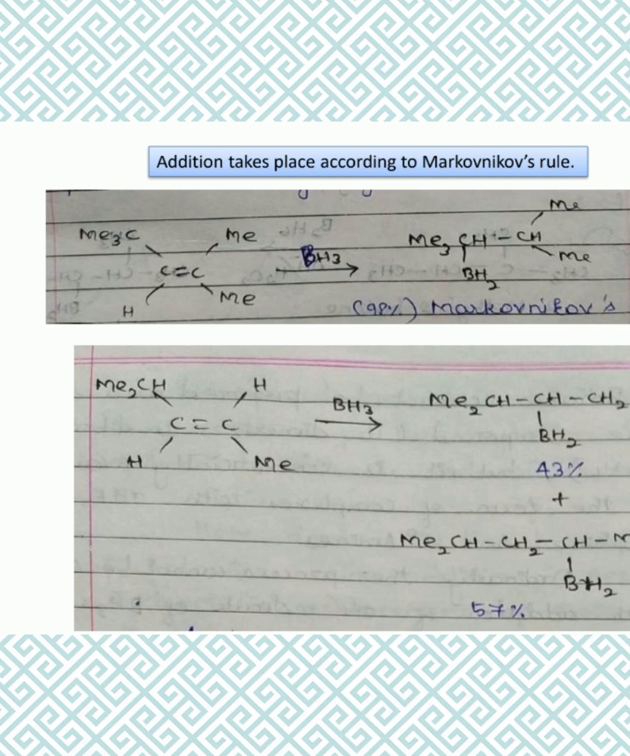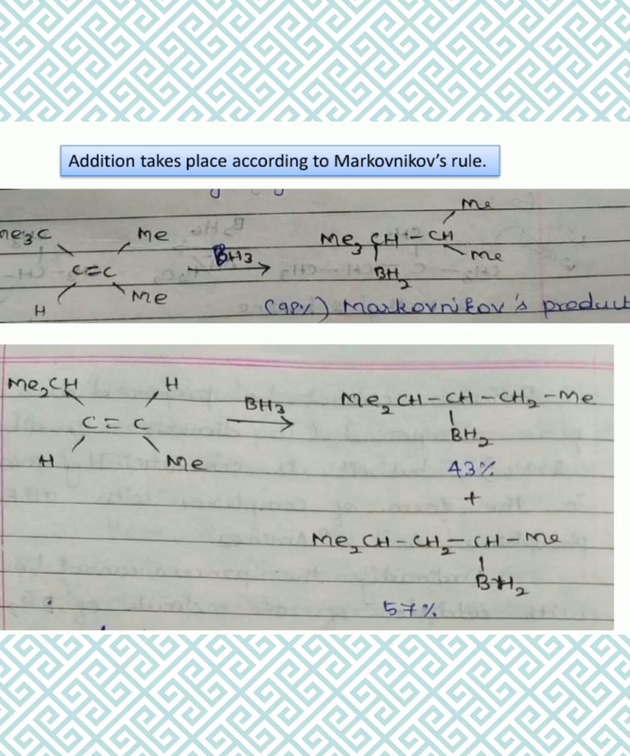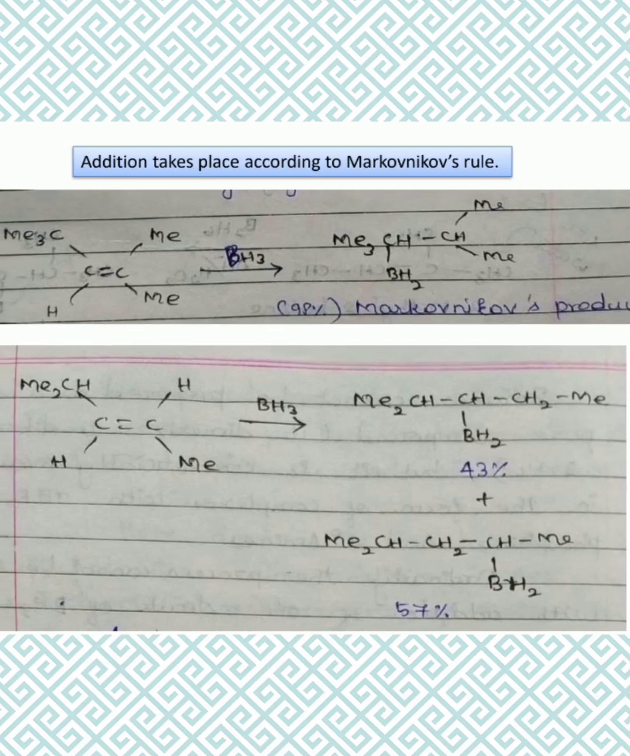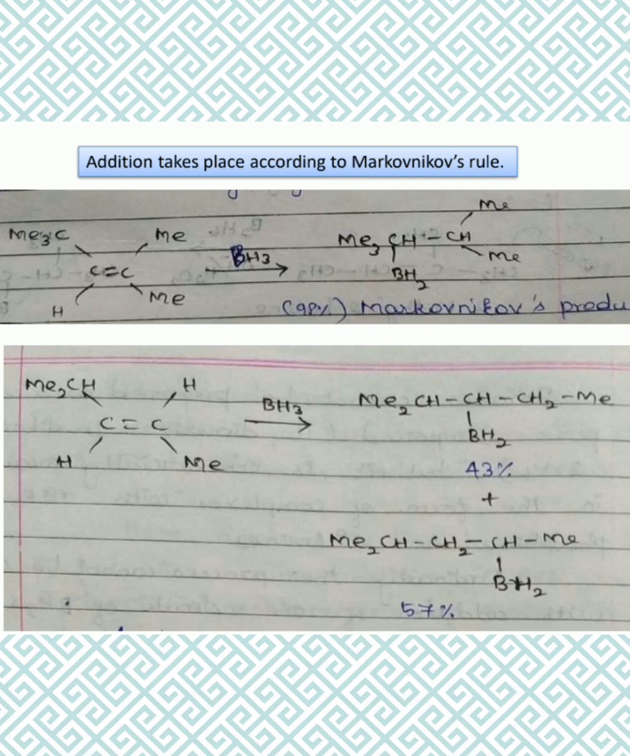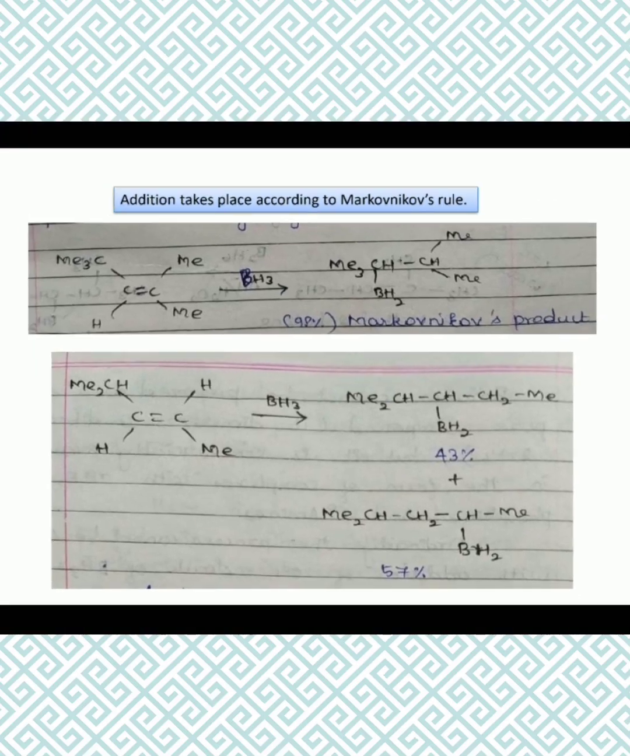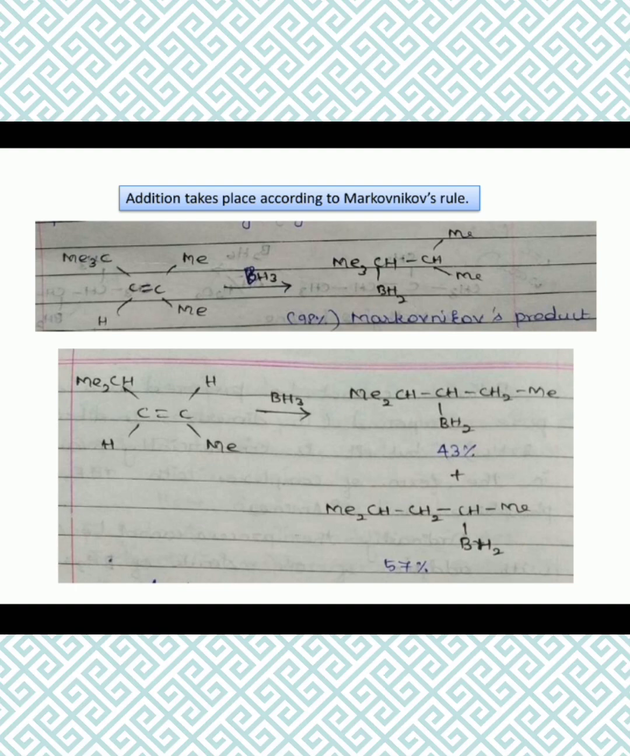In this first reaction, the BH2 is the electrophilic portion. That electrophilic portion is added to the carbon atom of the carbon-carbon double bond containing more hydrogen atoms. That means the reaction follows the Markovnikov rule. So in the first reaction, 98 percent of the product is the Markovnikov product.